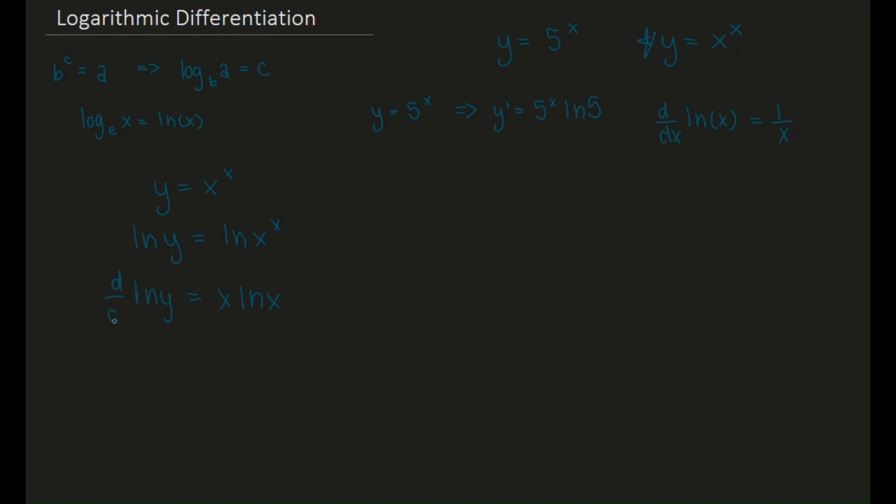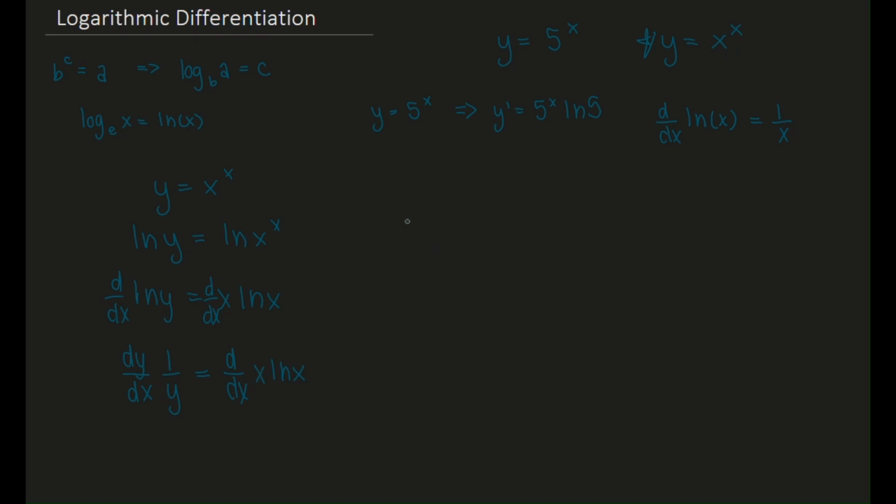So d/dx, d/dx. Again, the left-hand side stays the same, and the great thing about this method is the left-hand side follows the exact same pattern every time. So taking the derivative, dy/dx times 1 over y is equal to d/dx of x times the natural log of x. So I have two x's here that I have to take into account. So I'm going to use the product rule.